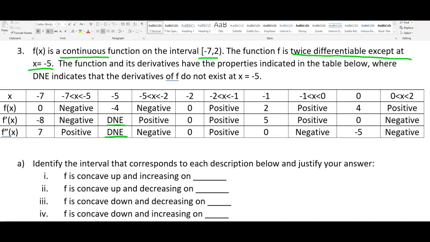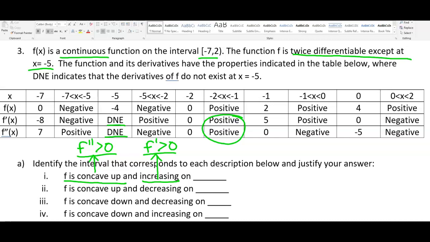So part I, f is concave up and increasing on what interval? Okay, so f is concave up. Let's look at that. f is concave up when f double prime is greater than 0. f is increasing when f prime is positive. So we're looking for a place where f double prime and f prime are both positive. All right, let's take a look here. Right here.